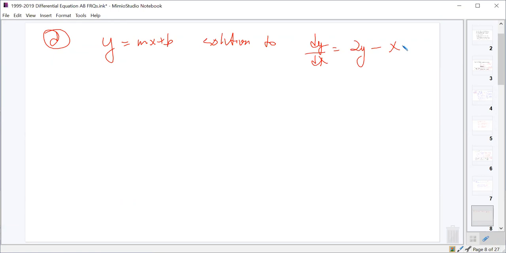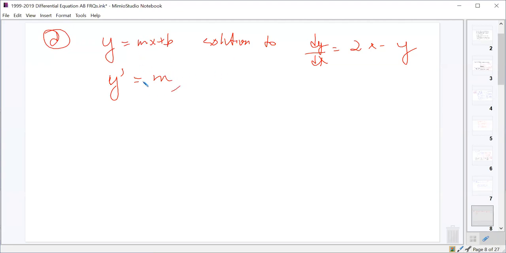Was it 2y minus x? Or no, it's 2x minus y, right? 2x minus y. So first off, the derivative of y equals mx plus b needs to be equal to this, right? Because this is the differential equation that goes with y equals mx plus b. So let's start off with what is the derivative of y equals mx plus b? What is y prime? Should just be m, right?